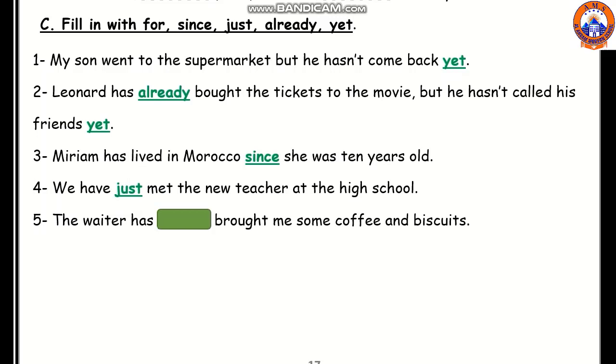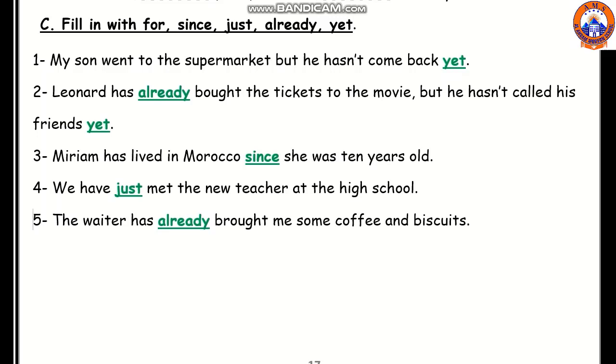Number 5, let's listen. A friend of mine offered me a piece of cake, but after I had some coffee and biscuits. Let's read. The waiter has already brought me some coffee and biscuits. As we listened, a friend of mine offered me a piece of cake after I had some coffee and biscuits. So the waiter has already brought me some coffee and biscuits.